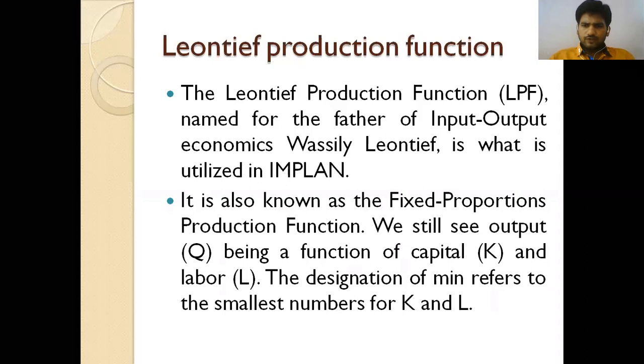So we see the output Q as a function of capital K and labor L. That is Q equals the minimum, MIN, of AK and BL. So that is the function. The definition of minimum refers to the smallest number of K and L. So here we are thinking about one particular product: what is the minimum capital we are going to keep and the minimum labor we are going to keep. That is what we are fixing for one particular product.